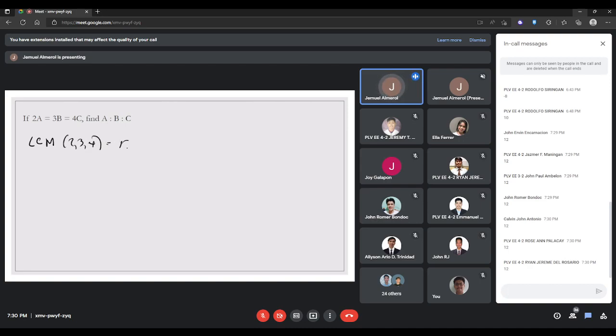So we equate each of them to it. 2A is equal to 12, therefore our A is 6. Okay? 3B is equal to 12, therefore our B is 4. And then 4C is equal to 12, therefore our C is 3. Hence, A is to B is to C is equal to 6 is to 4 is to 3.